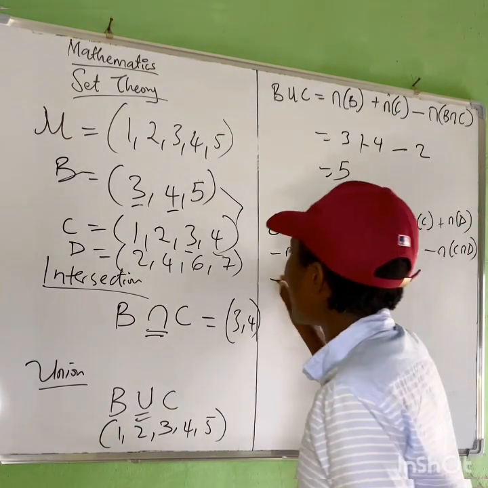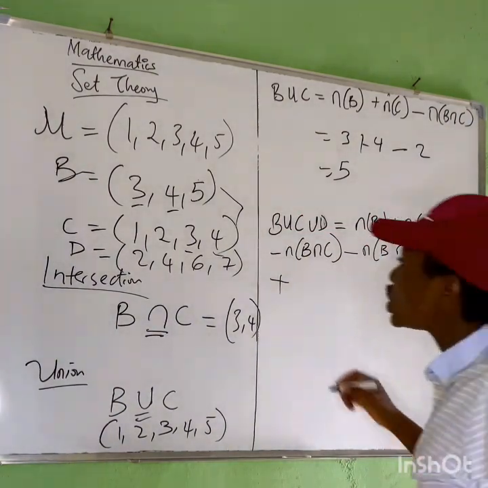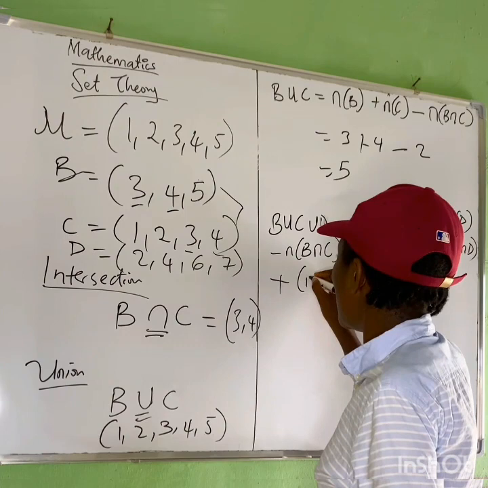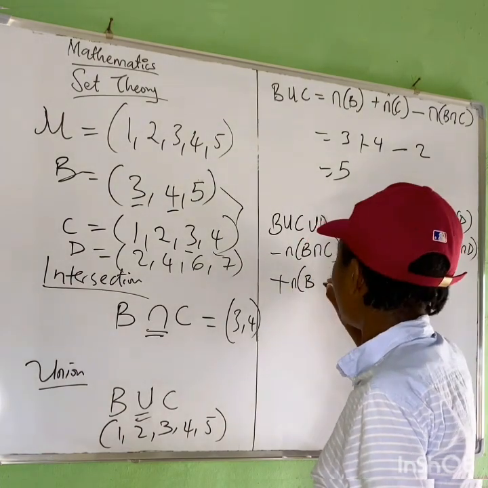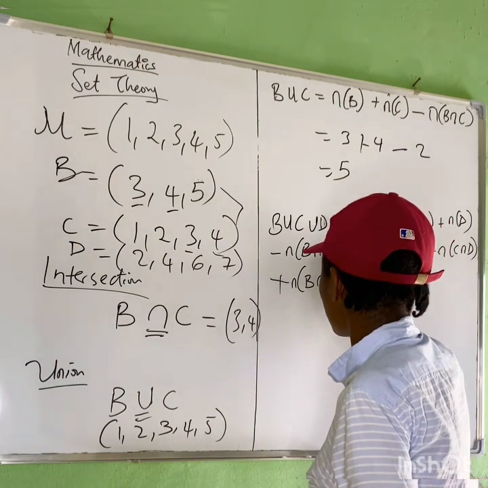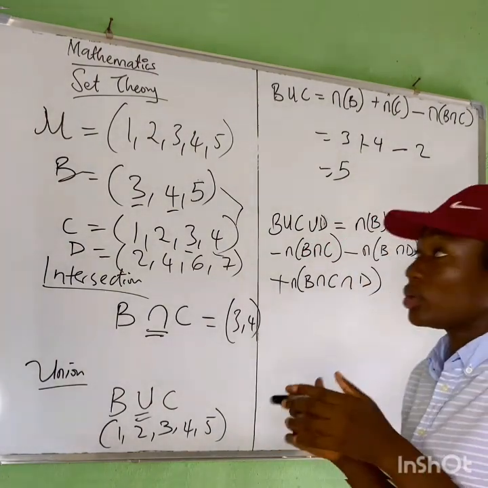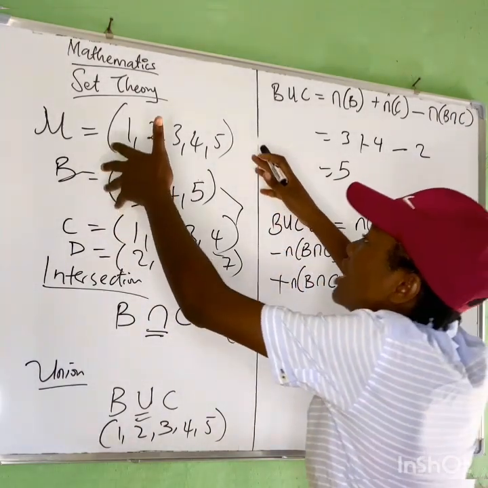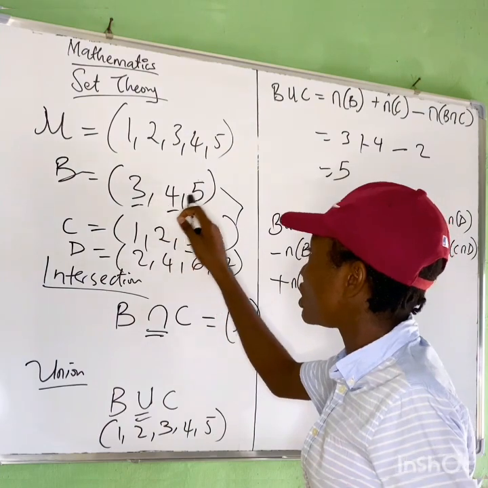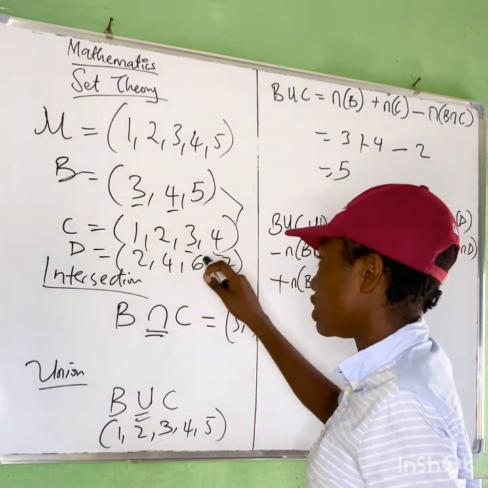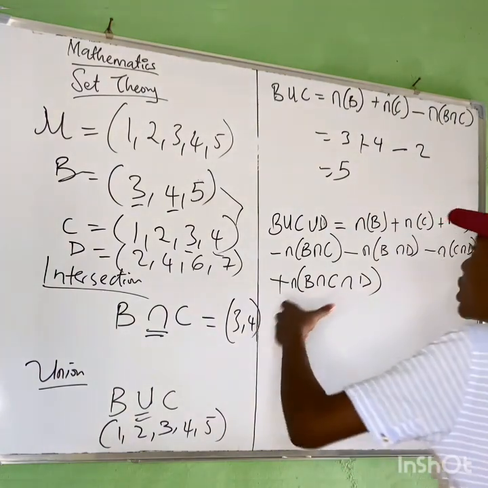So we are subtracting for the intersections, and then we're going to be adding the last one, the number of elements in B intersection C intersection D. So when we look at this, let me explain quickly. When we look at the sets on the board, we have 1, 2, 3, then 1, 2, 3, 4, then 1, 2, 3, 4. Okay, now let's see what I'm trying to say.